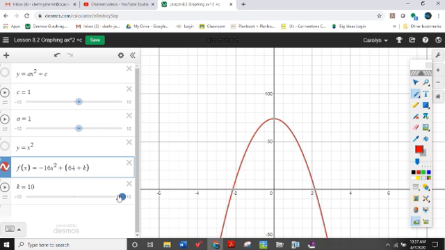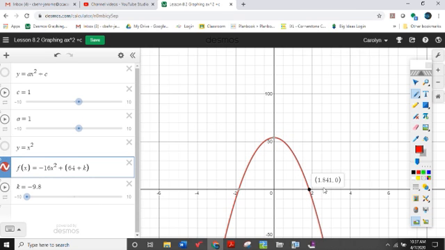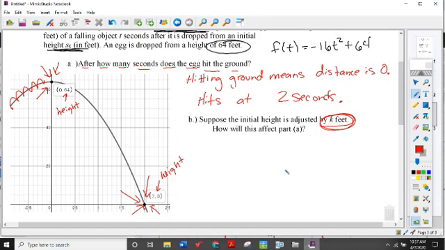So what do you think is going to happen when k is less than 0? So let's go the other way. Let's say we go down to a little over 50. How many seconds will it be before it hits the ground? Do you see? It's less than 2. Okay? So how do we say that here? Well, this is how we say it.